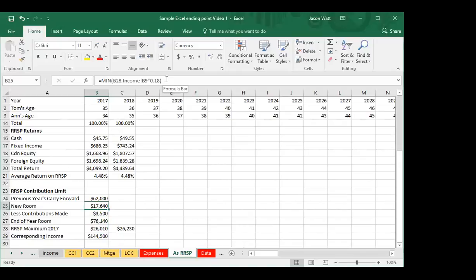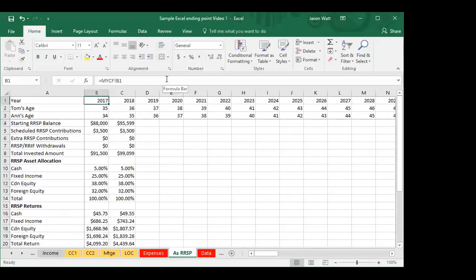So this is something that we can do in order to check to see if there's anything out of whack or whatever the case is. We could build a formula in up top here to limit her RSP contributions to the maximum. Because it's a scheduled amount, I'm not so concerned about that, but with the extra RSP contributions, once we get to the point where we're going to make some extra RSP contributions, I will build a formula in there to limit that.